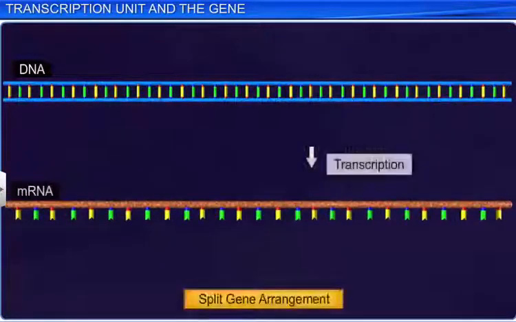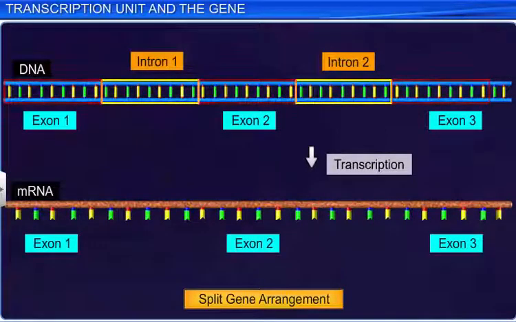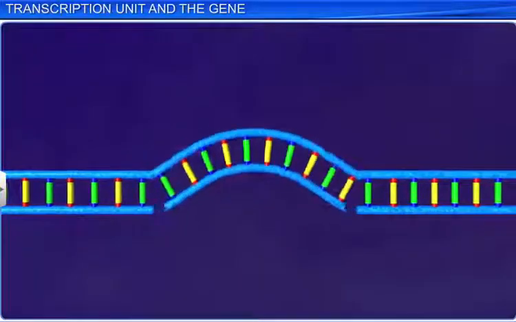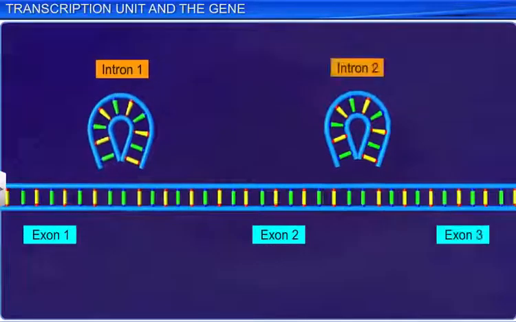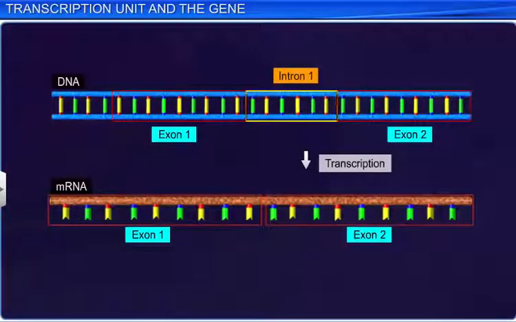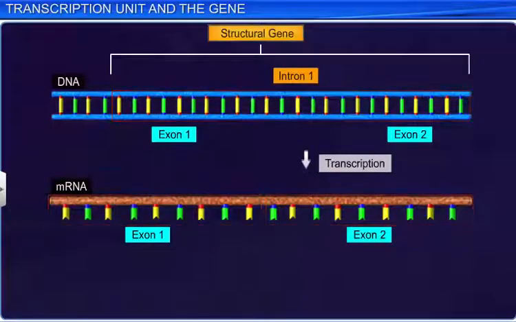The monocistronic structural gene has a split gene arrangement, where sequences called introns and exons are present. However, in this gene arrangement, only the exons act as coding sequences. The process of transcription helps remove introns and joins exons as functional messenger RNA. It is the exons in the structural gene, along with the promoter, which determine the inheritance of a character.